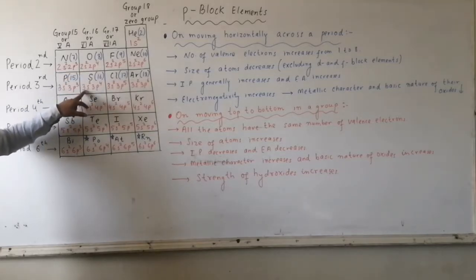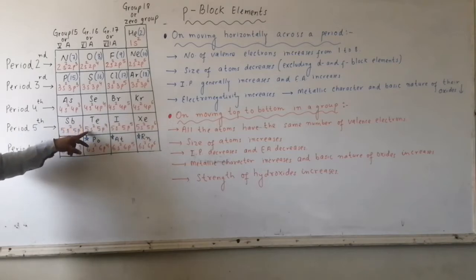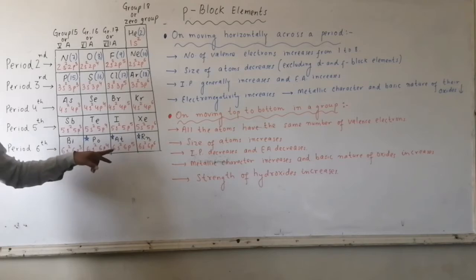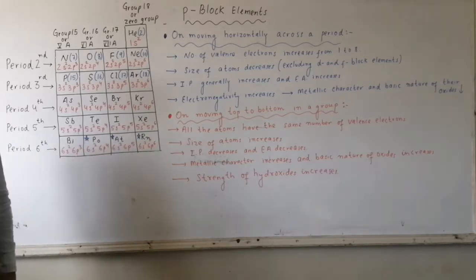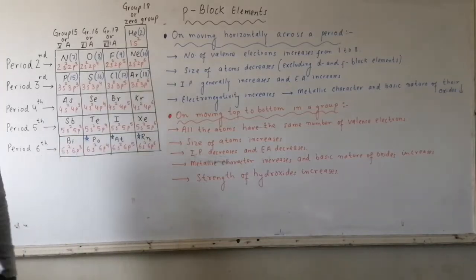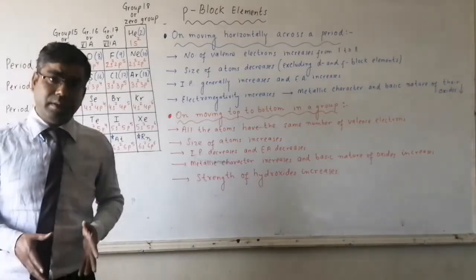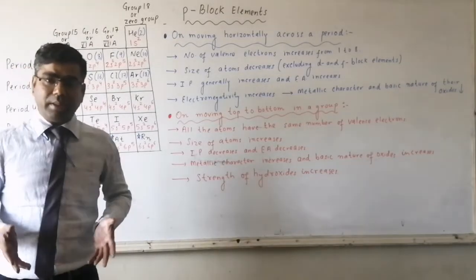For sulfur, 3s2 3p4. For selenium, 4s2 4p4. For tellurium, 5s2 5p4. And for polonium, 6s2 6p4. And star sign is used with polonium. It means it is a radioactive element. It emits harmful radiations like alpha, beta, and gamma for attaining stability.